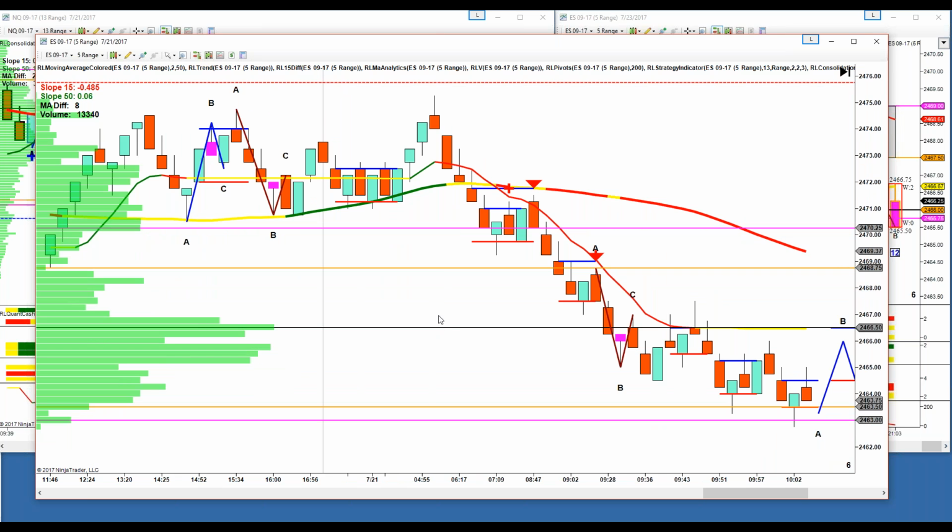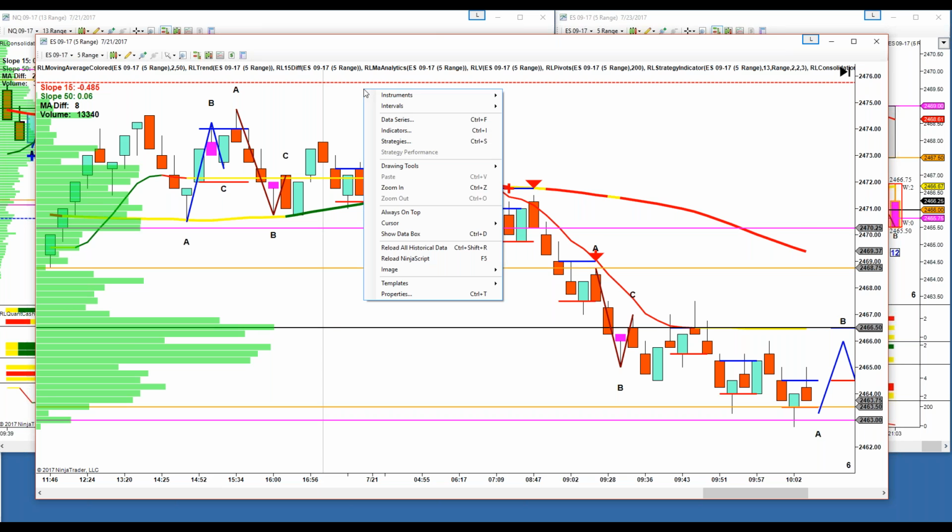Here's our point of control. Here's our value area high, value area low, and these are our low volume nodes, all based on this volume profile. Very important to respect it when we trade.